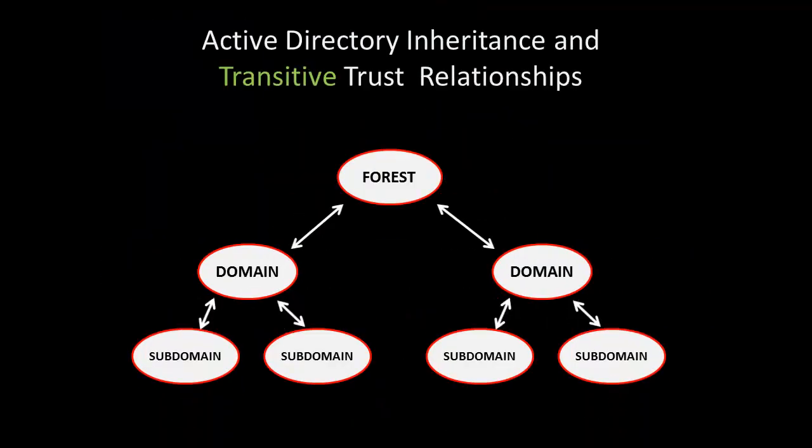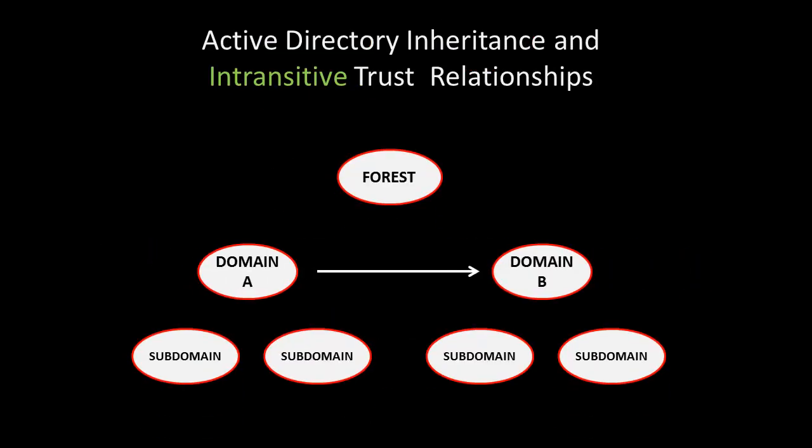Here's an example of Active Directory inheritance and transitive trust relationships. In this example, you can see that the trust runs both ways, a transitive trust being a two-way trust, so that the domain trusts the forest and the forest the domain, the subdomain trusts its parent, and the parent trusts its child.